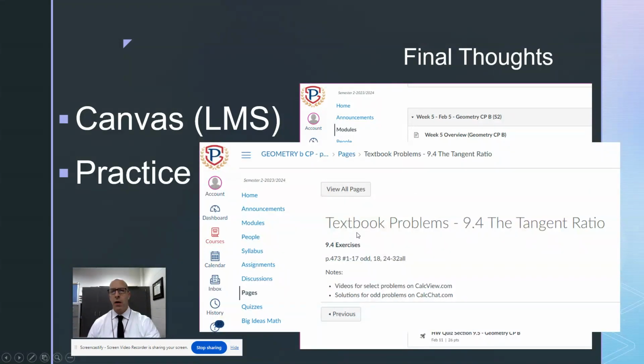And so here, I do this for every lesson. It says textbook problems, and it says page 473, numbers 1 through 17, odd. By the way, students have access to their textbook using this Big Ideas link. So it's all students, they don't have to have a physical textbook. They can access it online. So then what students could do is they could actually look at these problems and practice them on top of doing the practice that they're given in class.